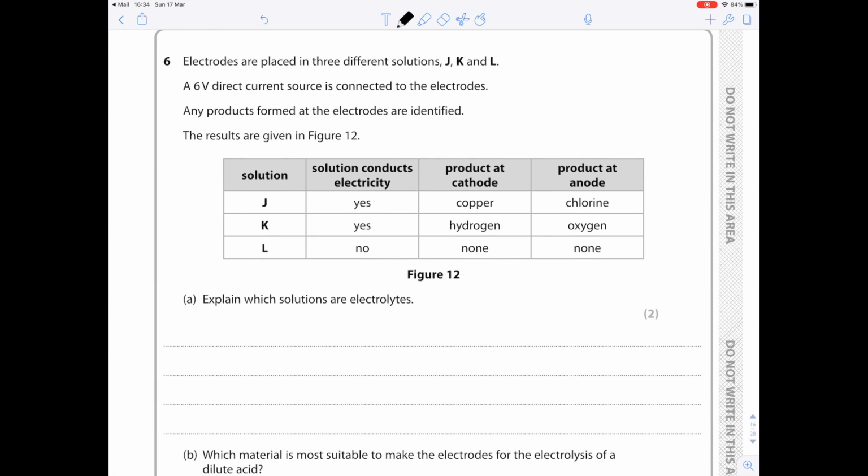6. Electrodes are placed in different solutions J, K and L. A 6-volt direct current source is connected to the electrodes. Any products formed at the electrodes are identified. The results are given in figure 12. Explain which solutions are electrolytes. So electrolytes are ones which conduct electricity, and so that will be J and K, according to these two yes answers.